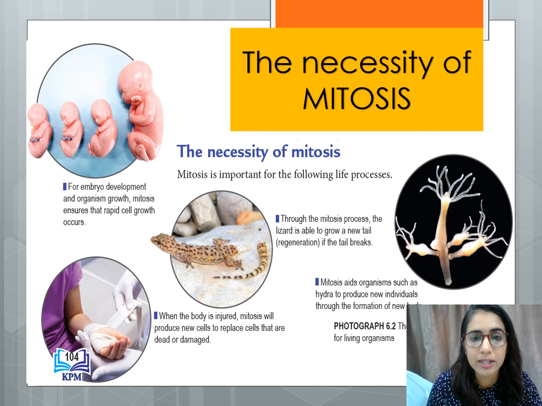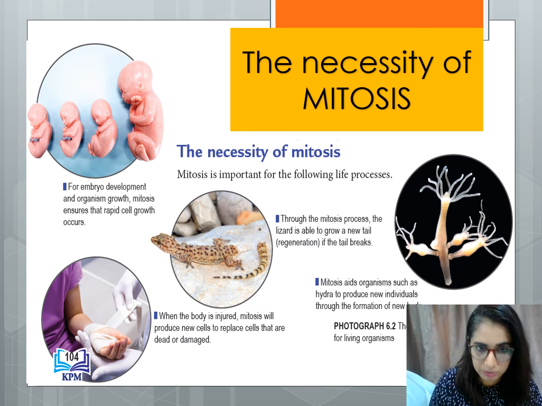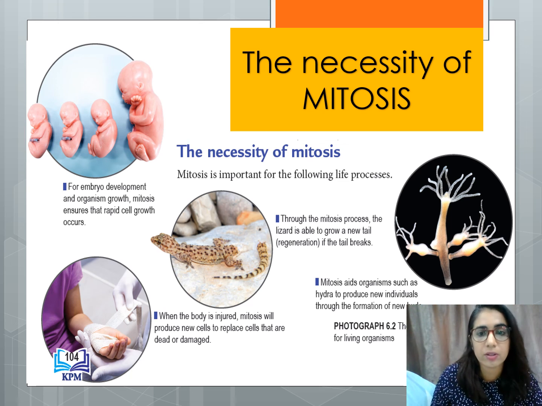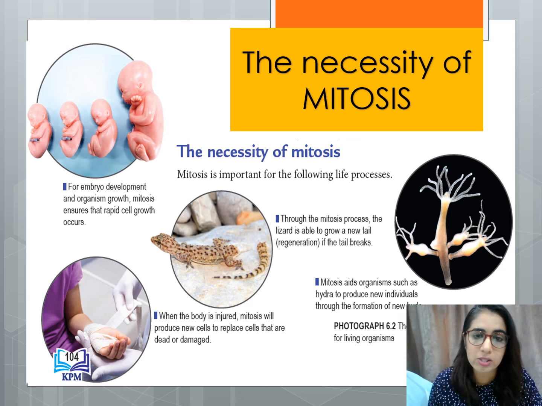Through the mitosis process, a lizard is able to grow a new tail if the tail breaks, a regeneration process. Next, when the body is injured, mitosis will produce new cells to replace cells that are dead or damaged. Mitosis also aids organisms such as Hydra to produce new individuals through the formation of new buds. So we can see mitosis is helping all the somatic cells.